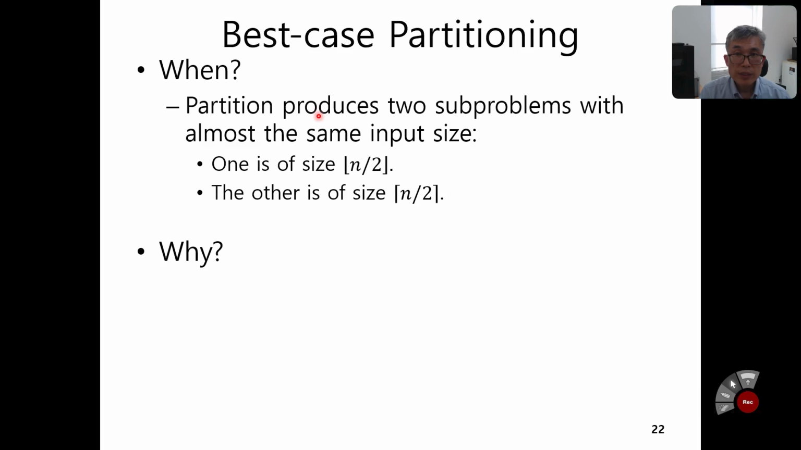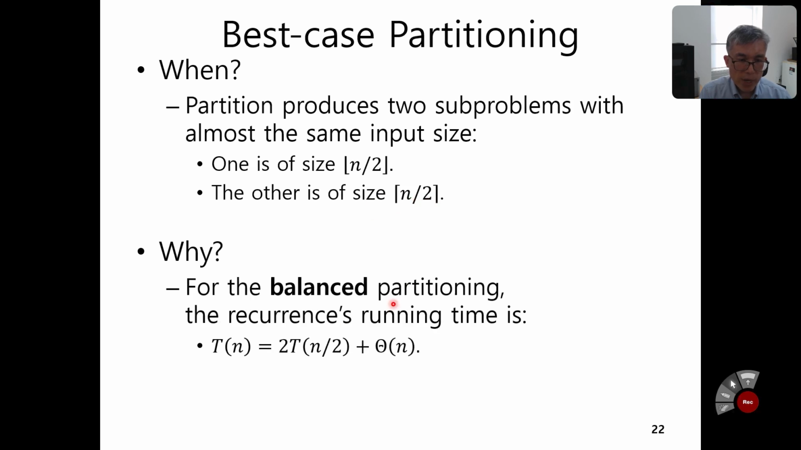Best case partitioning is when the partition produces 2 subproblems with almost the same input size. One is of size n over 2, and the other is also a similar size, n over 2. So why? For balanced partitioning, the recurrence for running time is: the original problem has input size n, the 2 subproblems have input size becoming a half, that is n over 2, and this is the combined cost. Using a recursion tree, we can calculate T(n) time complexity is n log n.